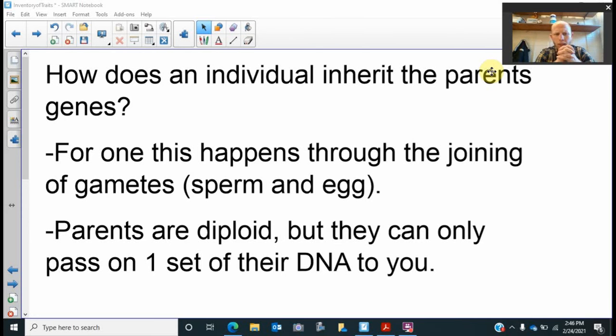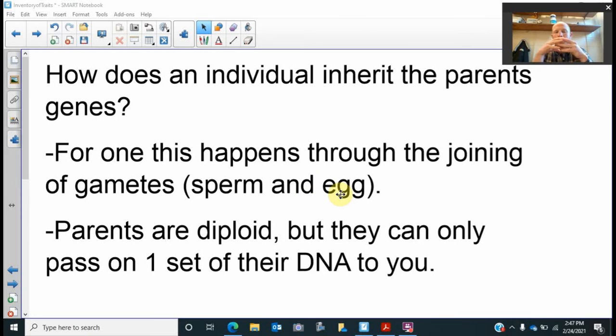So anyways, a couple things that we need to remember. This builds right off of everything that we've already been talking about. We're going to look at how an individual inherits the parents' genes, right? For one, this happens through the joining of gametes, the sperm and the egg. The male has the sperm that has one set of his chromosomes, and the female has one set of her chromosomes that she contributes. Once a sperm and egg join, we make this zygote.